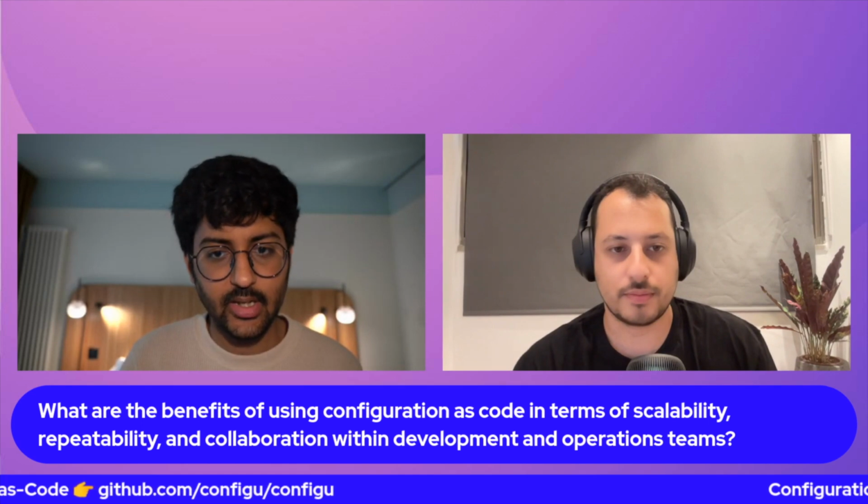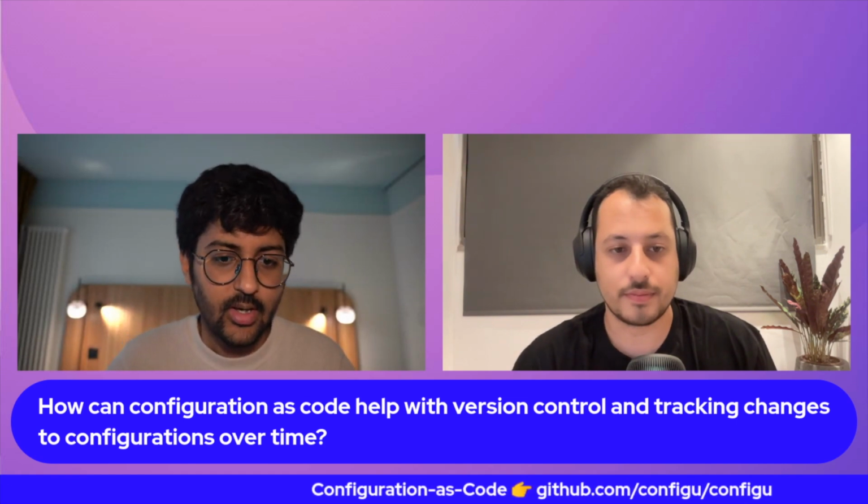And you mentioned Git, so maybe you can shed some light on how configuration as code can also help with version control and tracking changes to configurations over time. Because you mentioned it's a new old thing. So how are things going to change in the future?